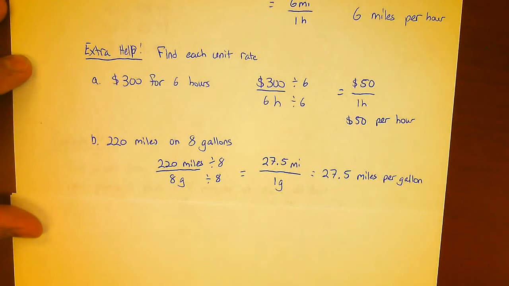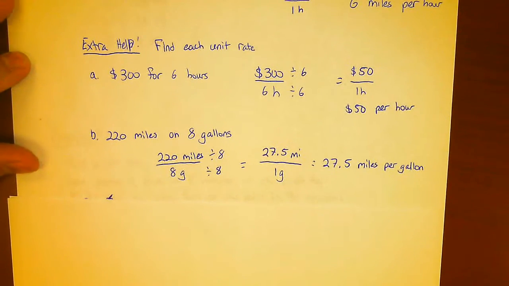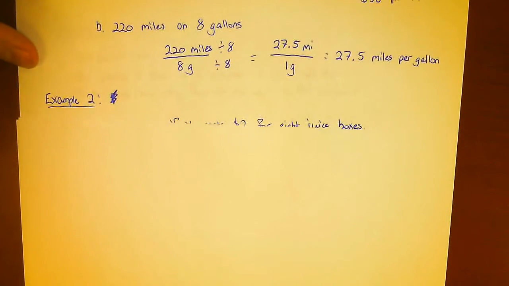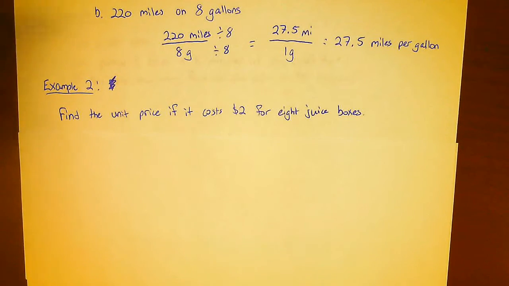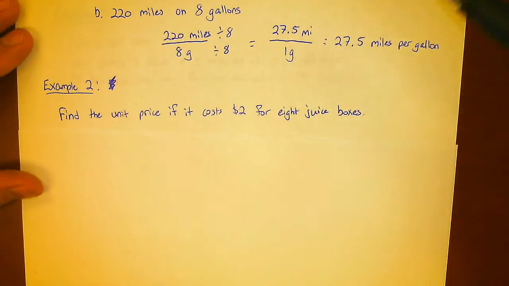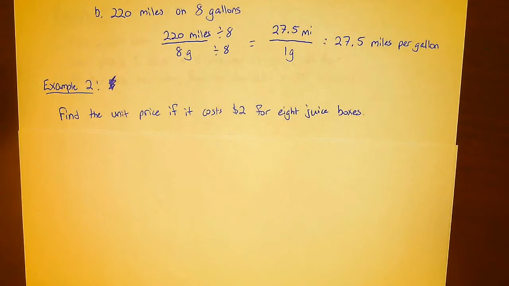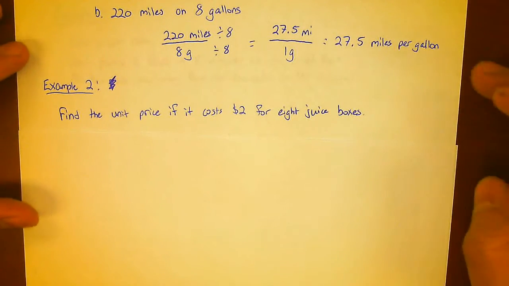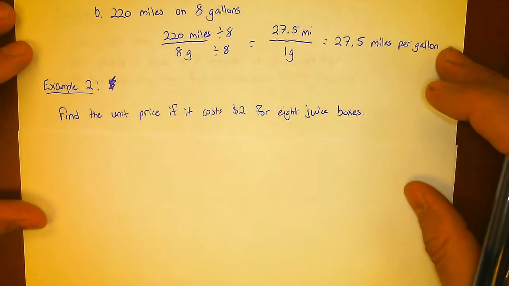Pretty simple stuff. It takes us to the next example. Example 2. So it wants you to find the unit price if it costs $2 for 8 juice boxes. So you'll see in the other examples the larger number was usually on top, and this one's going to kind of do the opposite. So you're trying to find out how much it is for 1 juice box instead of all 8.